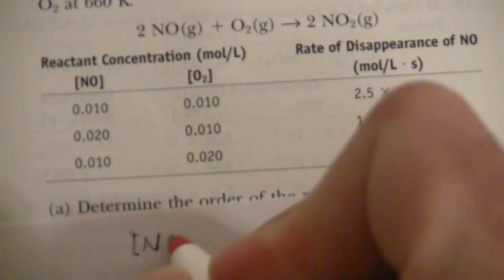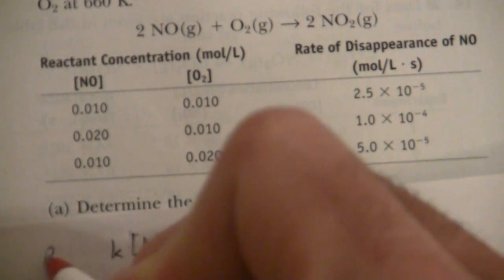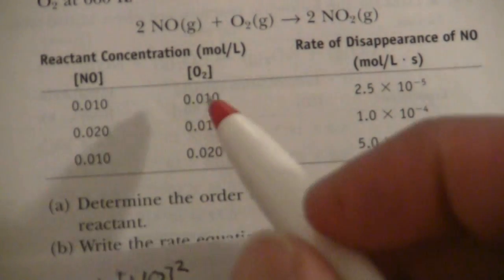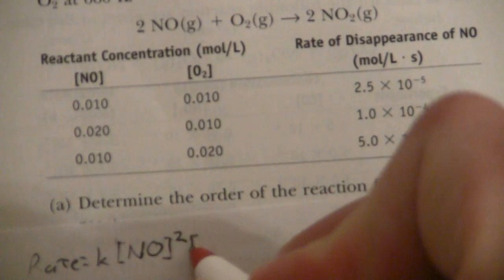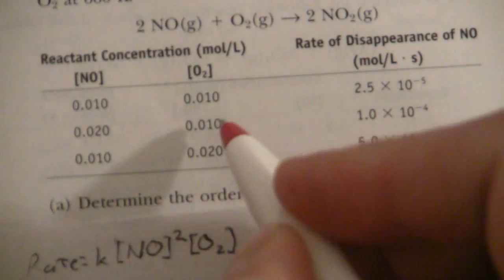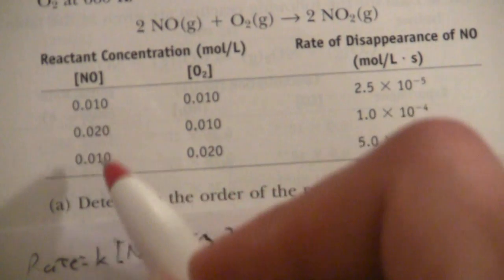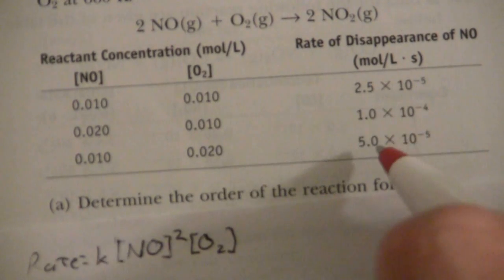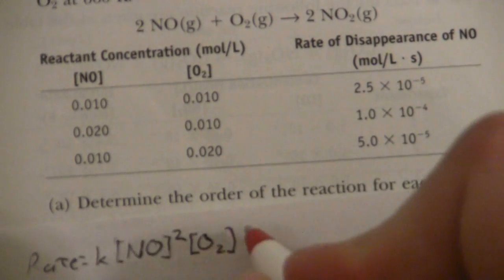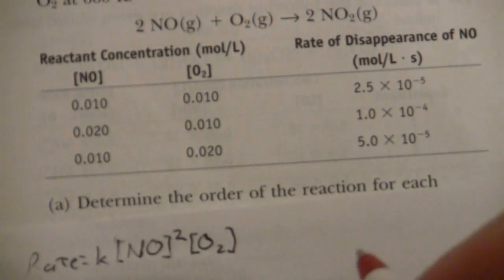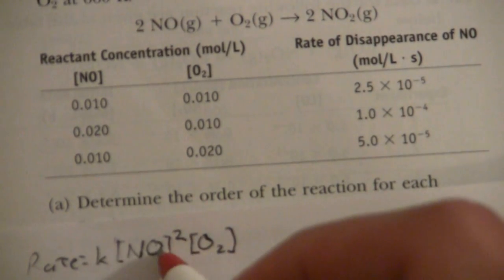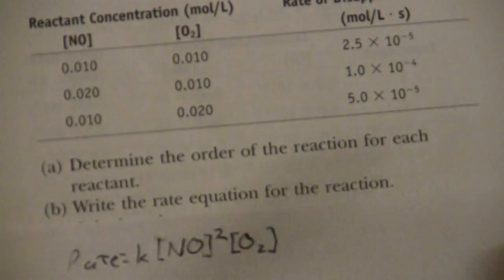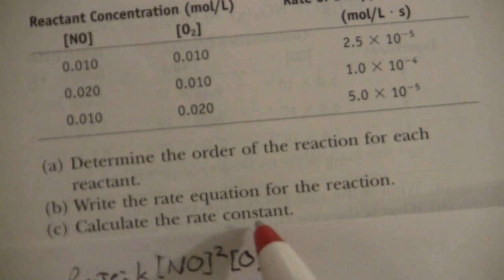So we could say the rate is equal to k times NO squared, and then we're going to have another factor there on the oxygen, O2 to the power. If we hold NO constant and double the oxygen, the rate doubles. So a doubling of that rate would be just first order. So this would be the rate law, second order in NO, first order in oxygen. Okay, write the rate equation for that reaction. There it is.